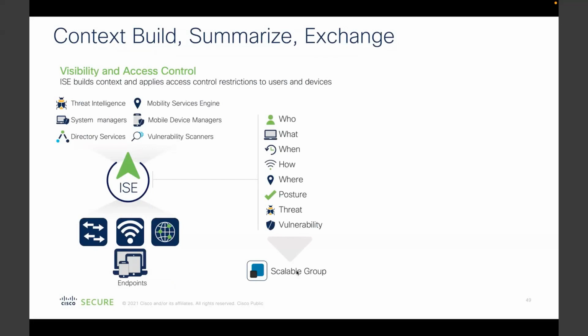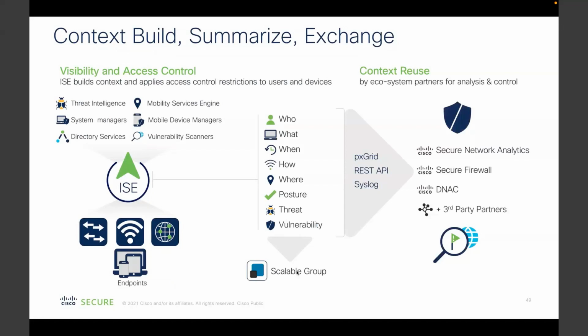Really cool for enforcement. One other thing that we can do with that context is share it out with our other security services over the Cisco Platform Exchange Grid, or pxGrid. The reason why this is interesting is because we can now share this new updated information about the identity and the group and everything with our firewalls, with our Secure Network Analytics, formerly known as StealthWatch, right?